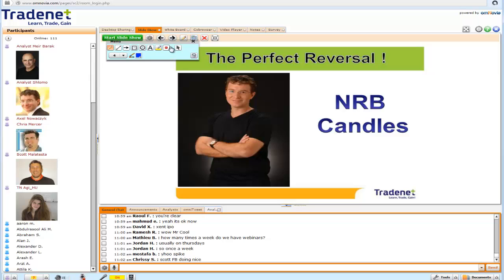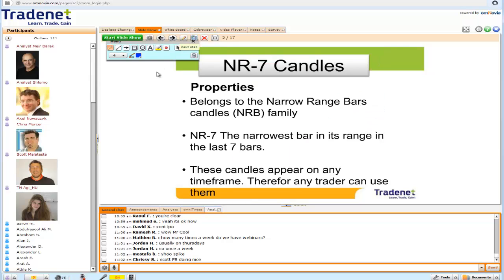Now, NR7 bars are part of a larger category called narrow range bars, or in short NRB. They are very popular candles among professional traders in Wall Street, and you are going to find them all over on any time frame. It does not matter if you are trading on 1 minute or 5 minute charts, assuming you are a day trader, or on a daily or weekly chart if you are a swing trader.